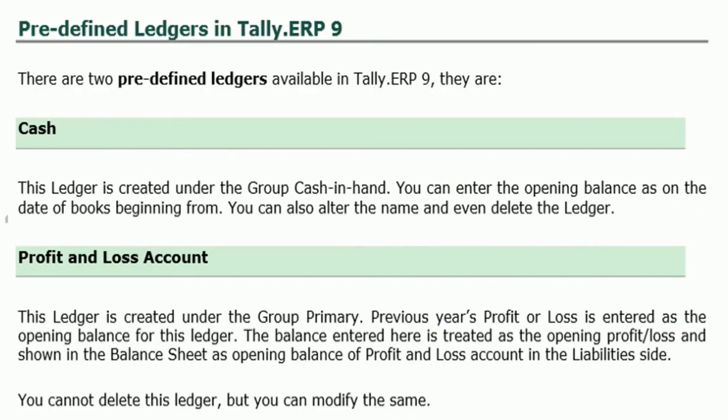Predefined ledgers in Tally. There are two predefined ledgers available in Tally ERP 9. If you create any company, there will be two predefined ledgers: cash and profit and loss account. These two ledgers are created automatically when we create a new company in Tally. The cash ledger you can change, but changing the profit and loss account is not allowed. It will be managed automatically in Tally.